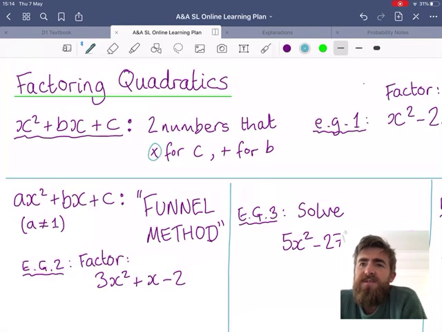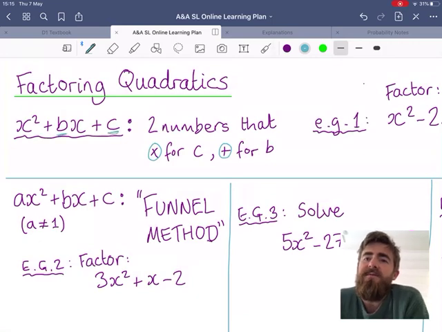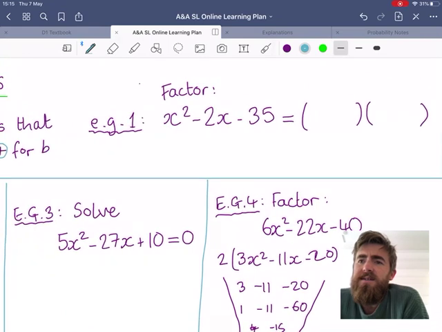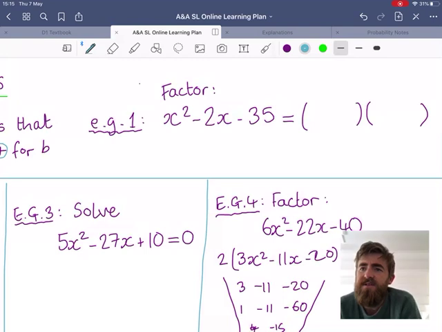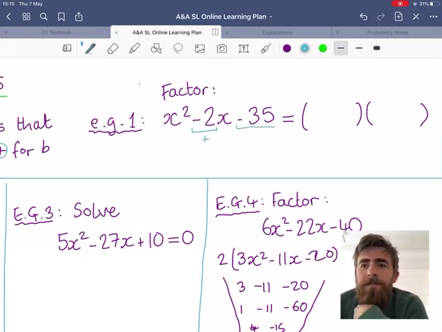Okay, and you may remember that you need to find two numbers that multiply to get c and add to get b. C and b referring to these numbers here. Okay, and here's an example. Okay, could we factor x squared minus 2x minus 35? Well, can we find two numbers that add to get negative 2 and multiply to get negative 35?